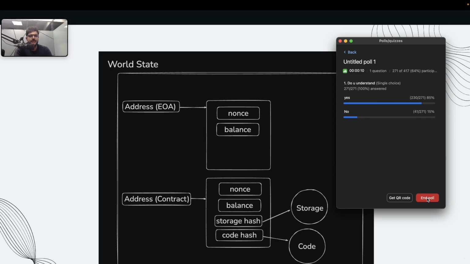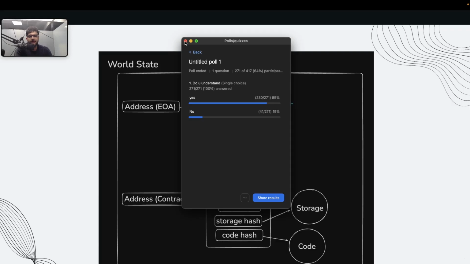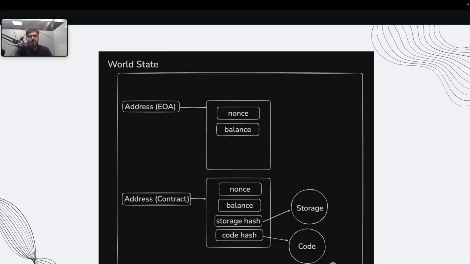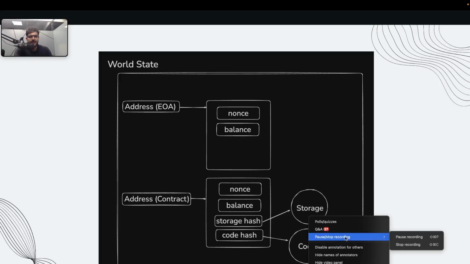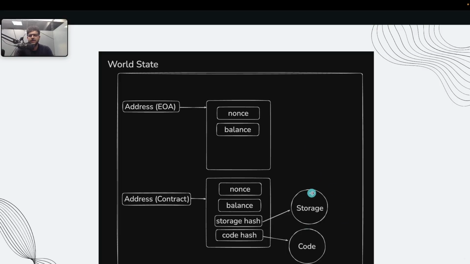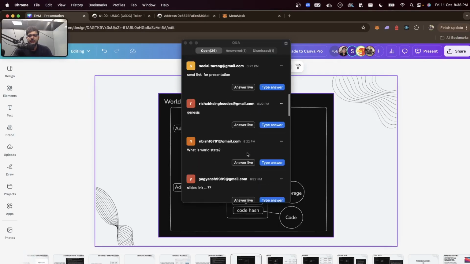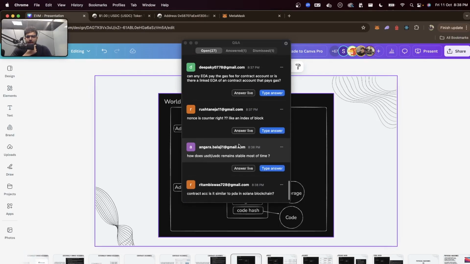%, that's pretty decent. Pretty decent for the fact that we just started right now. I think I can proceed if it's 85%. Let me look at the Q&A for just a minute and then I'll think.